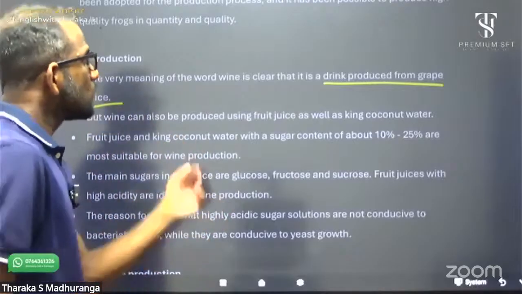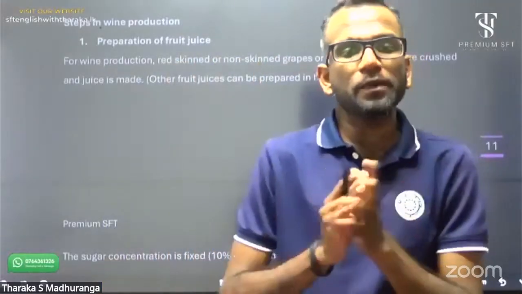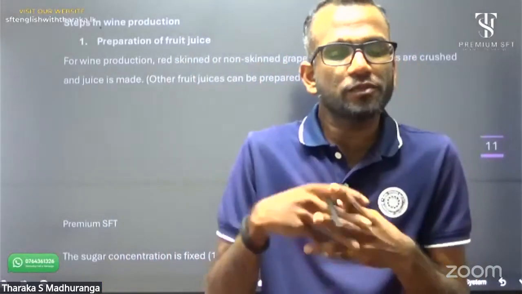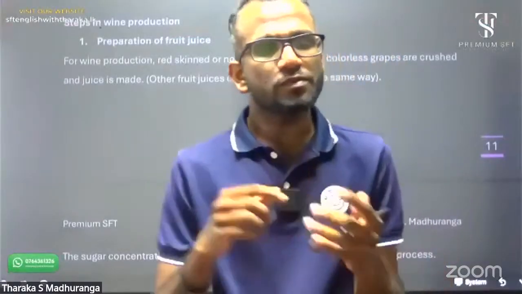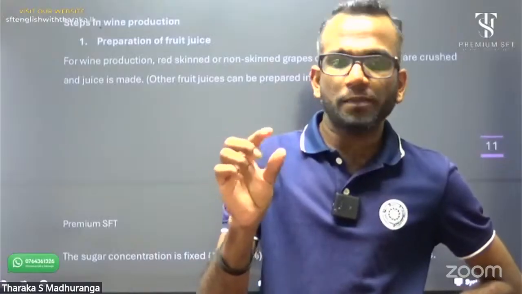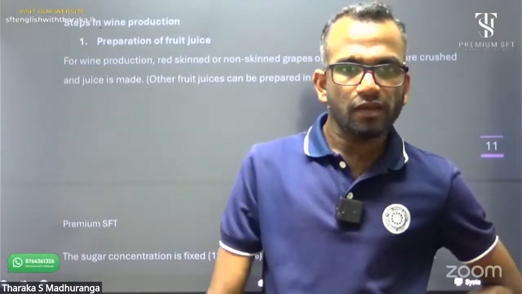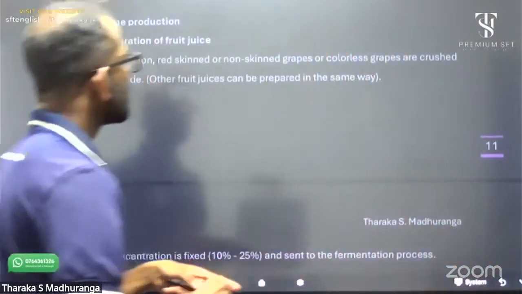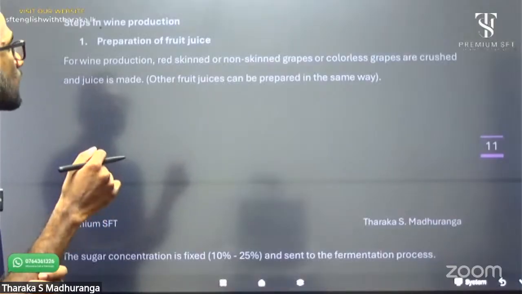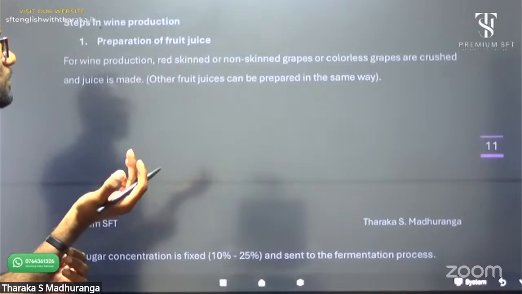Okay. Now the first step, the preparation of fruit juice. For fruit juice we can use red grapes, black grapes, and yellow or green ones, red skin and green. Both kinds of grapes we can use, but the most suitable one is the red one. Red means dark color, black grapes.